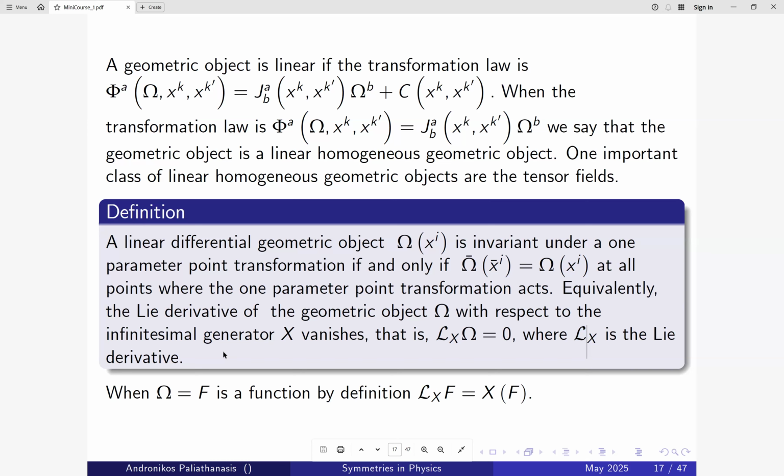The definition of the Lie derivative depends on the nature of the geometric object. When omega is a 0-rank tensor, that means a function, then the Lie derivative on the function is what we defined before.